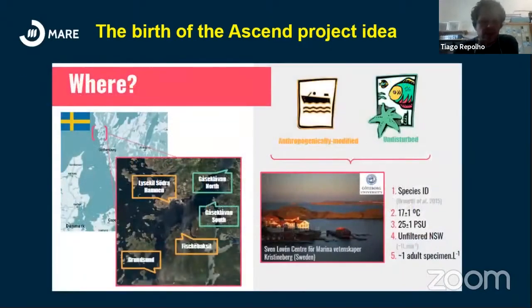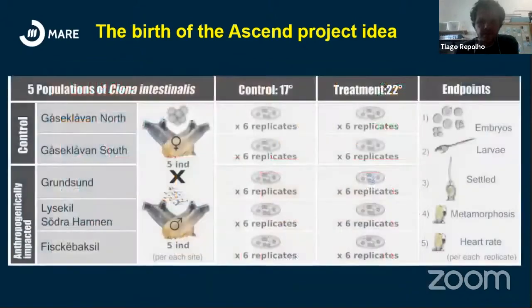So later on, in 2016, we performed this work, again at Kristineberg Marine Research Station. As I told before, we sampled five populations: two control ones, which were the pristine sites, and the anthropogenically impacted ones. We performed in vitro fertilization, and then we followed the early life stage development of Ciona intestinalis exposed to two temperatures, control temperature 17 and heat treatment 22 degrees. We analyzed basically five endpoints: embryo and larvae development, settled larvae, metamorphosis, and heart rates.